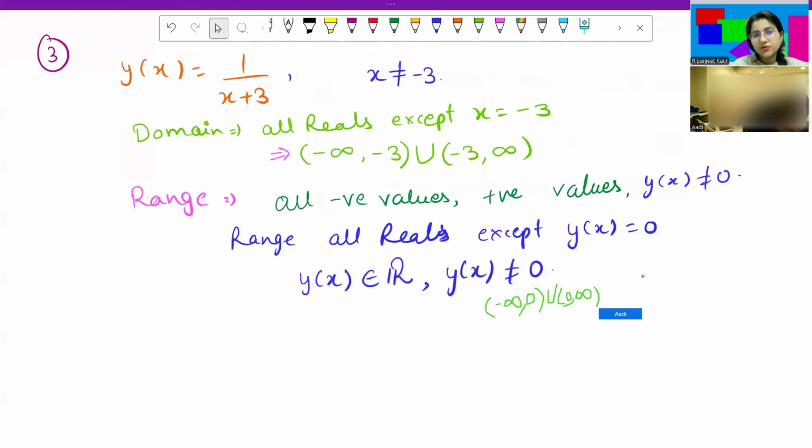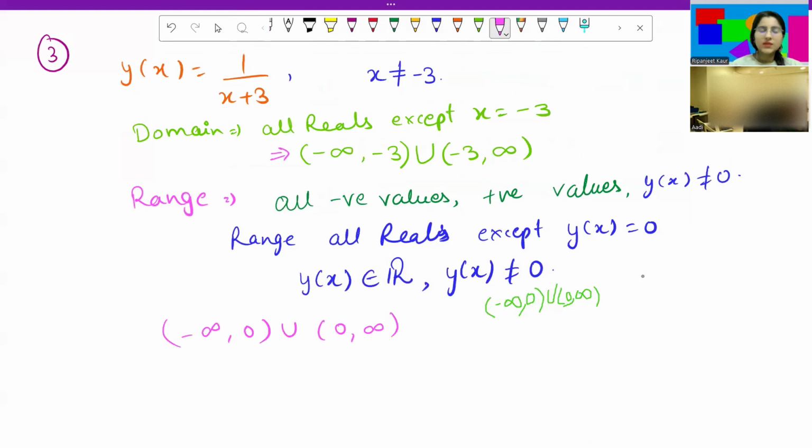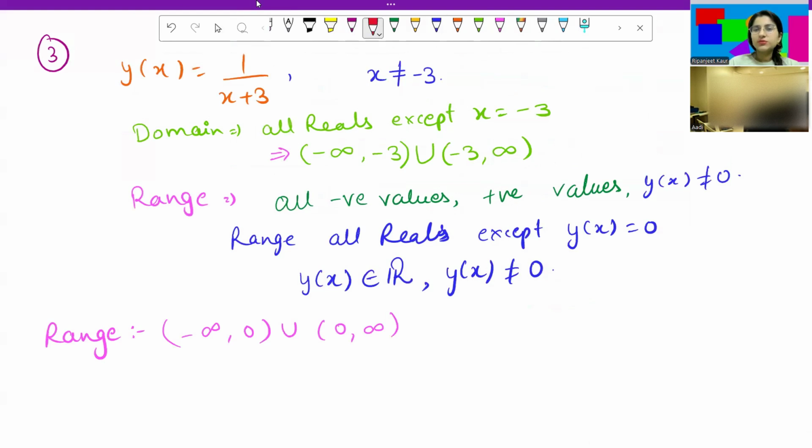I don't have the answer for this. You can check in your book whether the answer is correct or not. It's correct. So this is the range. You can take a note of this. When you're done, let me know.